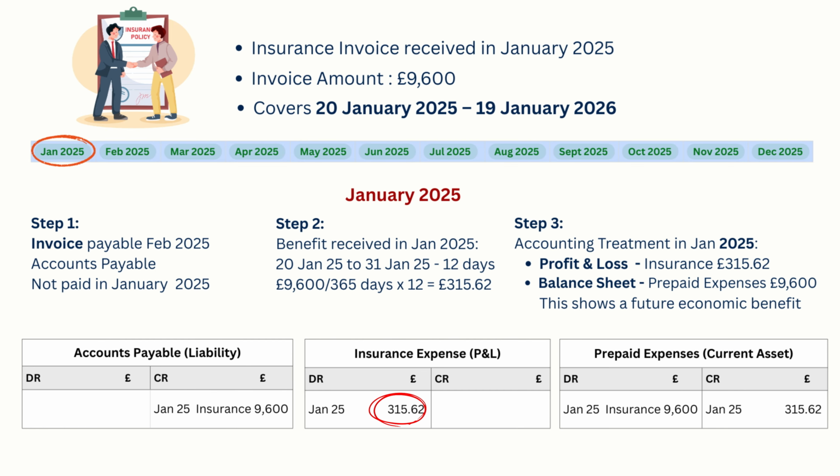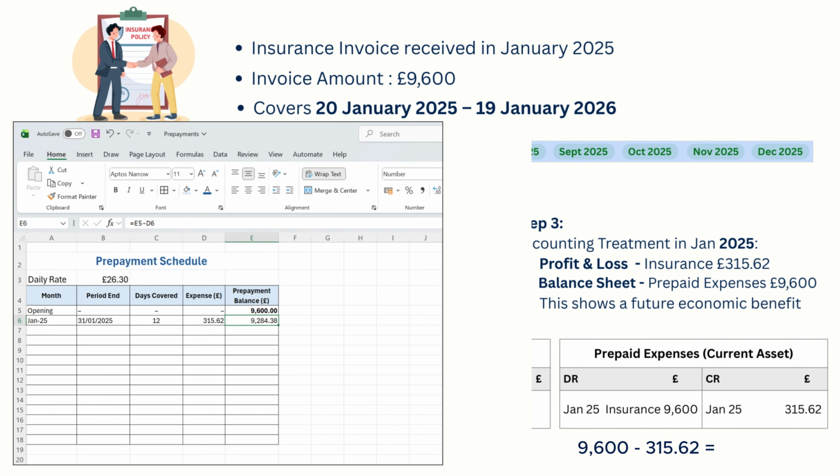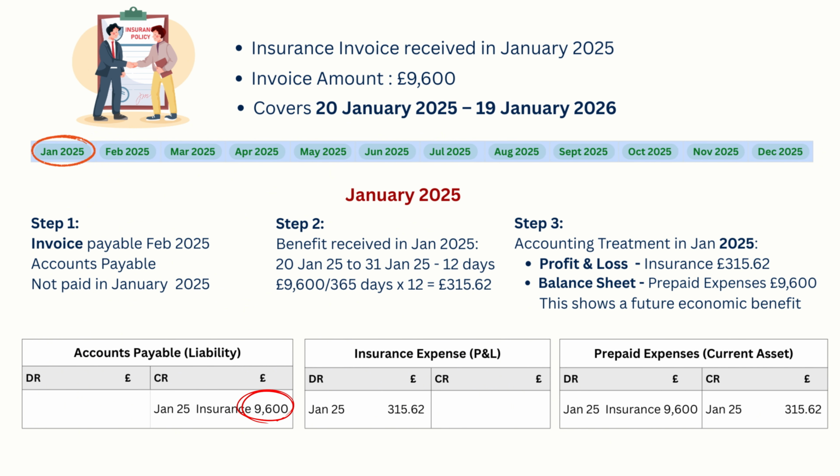Now we translate those calculations into accounting entries. Insurance expense in January's profit and loss is only £315.62. The remaining £9,284.38 prepayment in the balance sheet represents future economic benefit. Because the invoice is unpaid, the full £9,600 sits as a liability in accounts payable. Notice, we have both a prepayment and a payable at the same time.